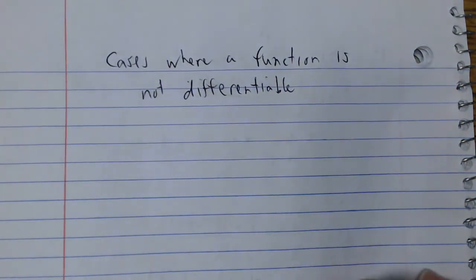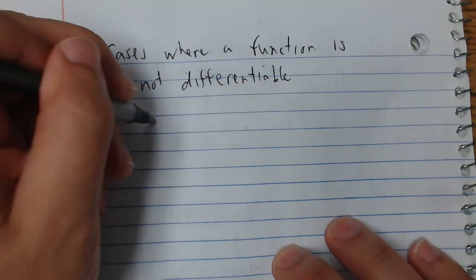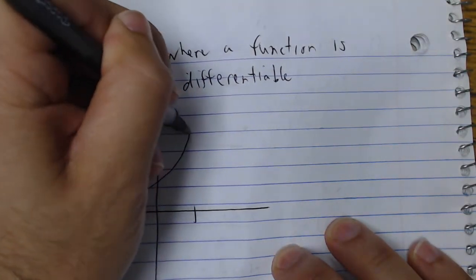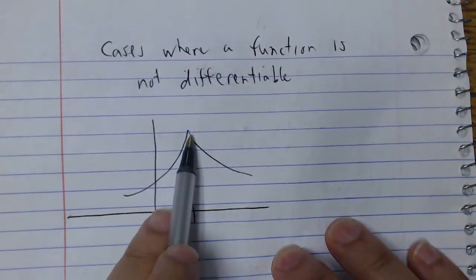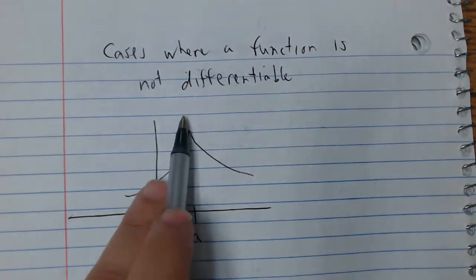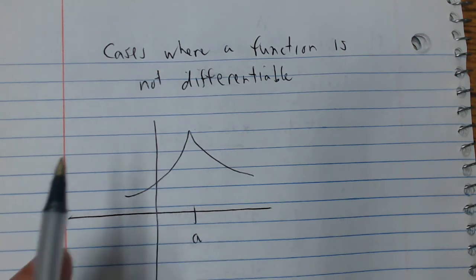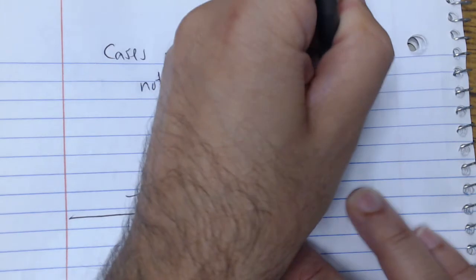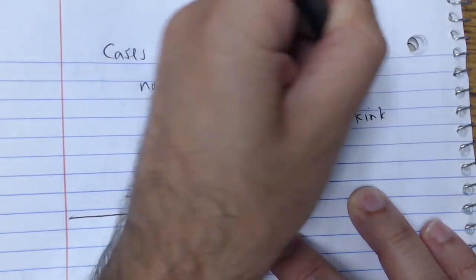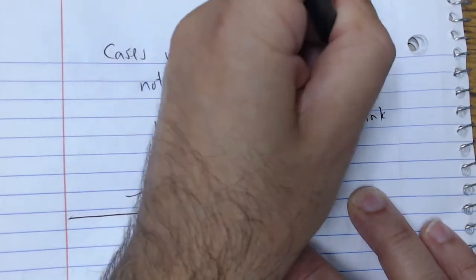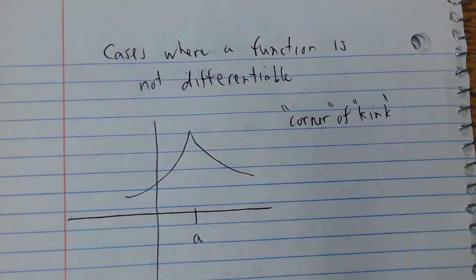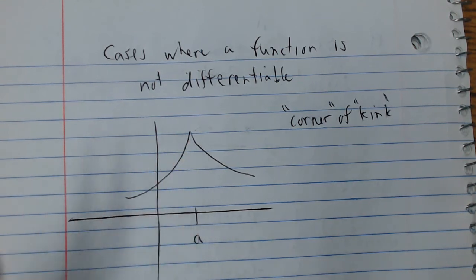Okay, so basically the first one is when we have kind of like a corner or a kink. So at x equals a, this function is not differentiable because what we have is a corner or a kink. When you look at a graph, at corners and kinks, we don't have functions that are differentiable. How come? Because remember, by definition, a derivative is a two-sided limit.